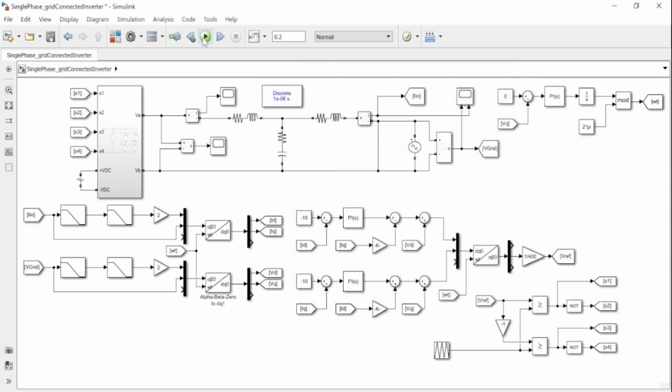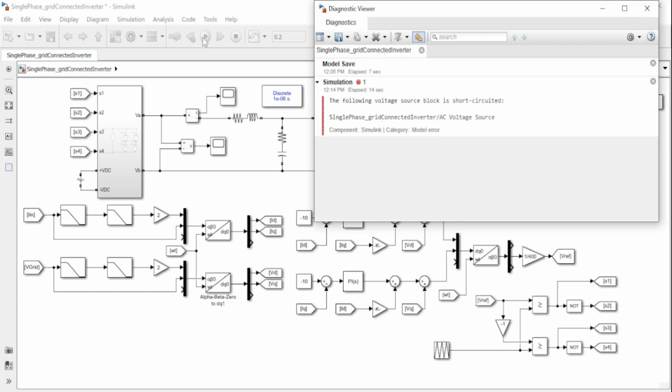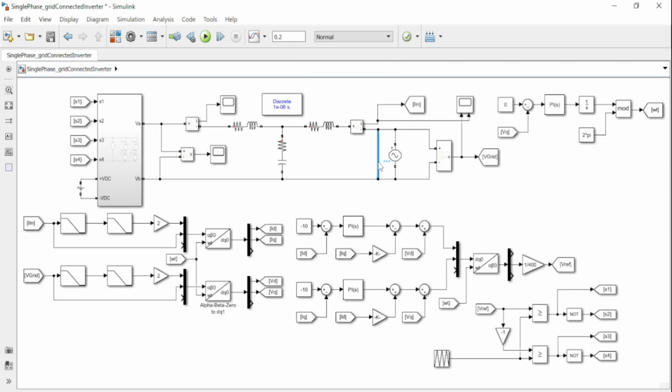So we run the simulation. Here we are getting an error. The good news with MATLAB is it will tell you what error it is. So here it's saying the following voltage source block is short-circuited. So here we remove the short circuit and try to run again.